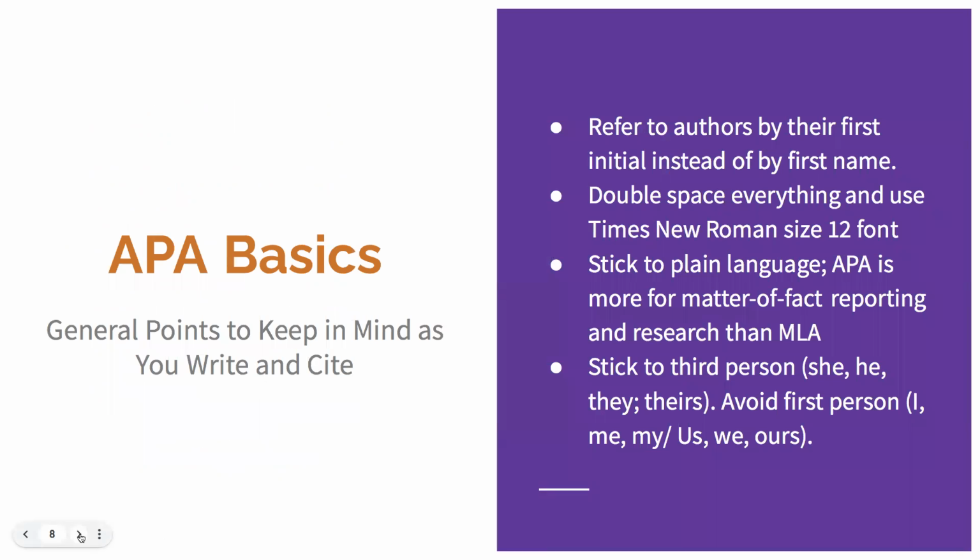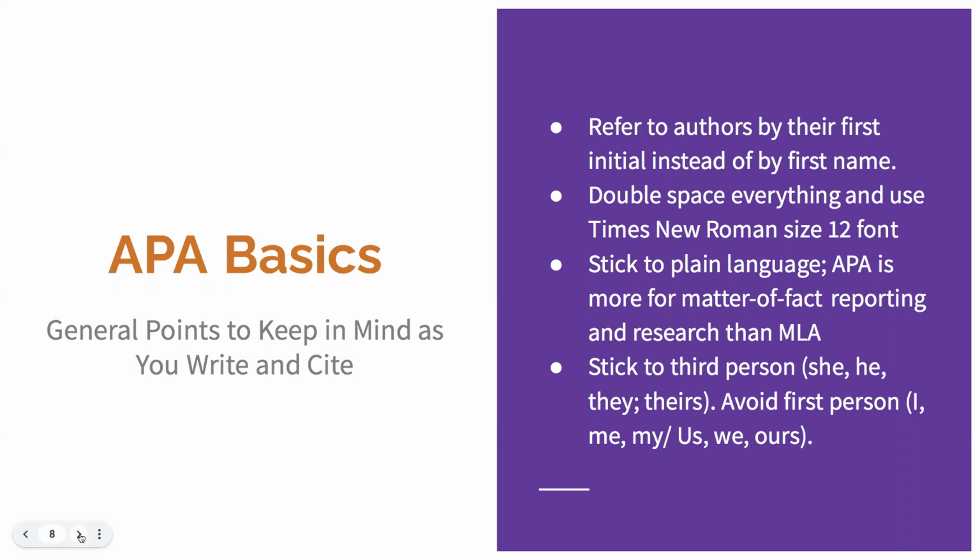Some general points to keep in mind as you write and cite using APA. The first is that you should refer to authors by their first initial instead of their first name, on the rare occasion where you need to refer to them at all by that first initial instead of just their last name. So in places like the reference page.